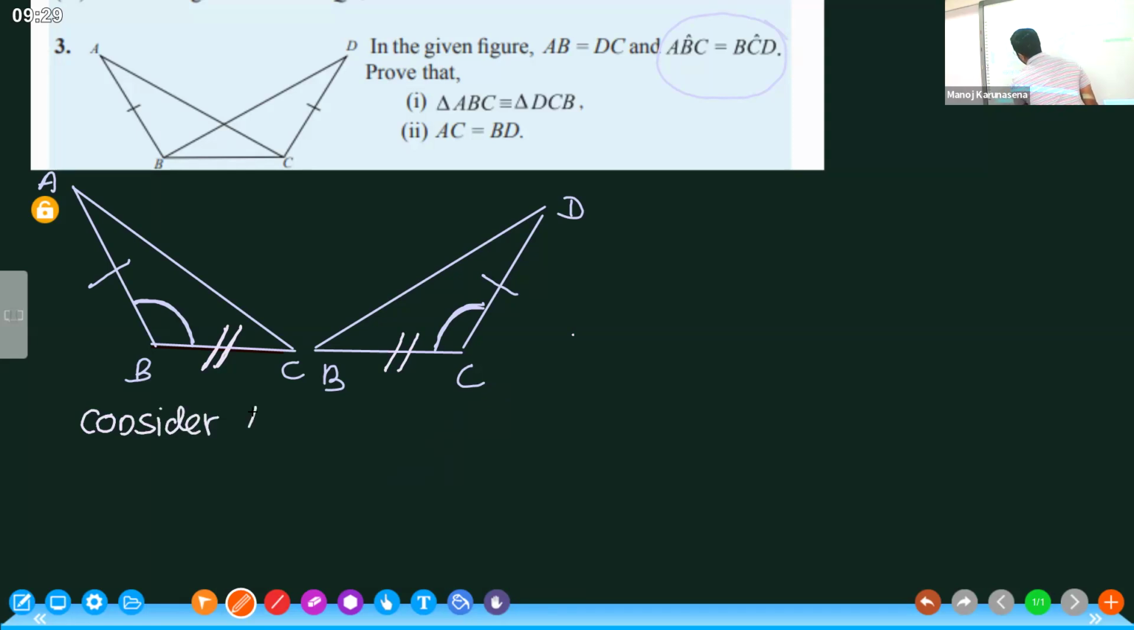Consider triangle ABC and triangle BCD. Let's consider the two triangles. The two triangles are congruent under the case side-angle-side. So we first have to write the two equal sides, then the two equal angles, then the two equal sides again. Right. Let's write them together.